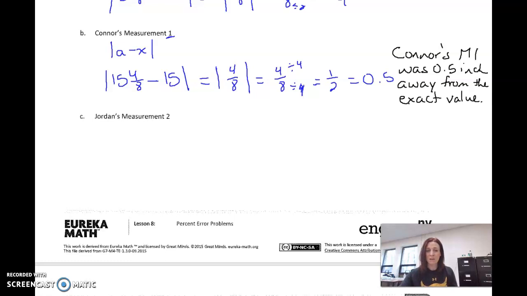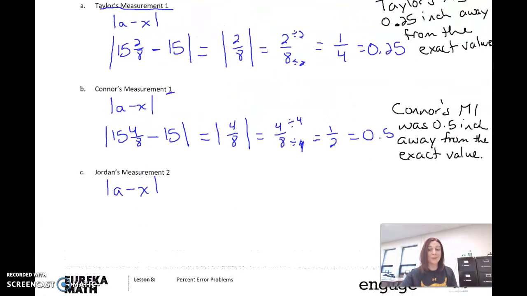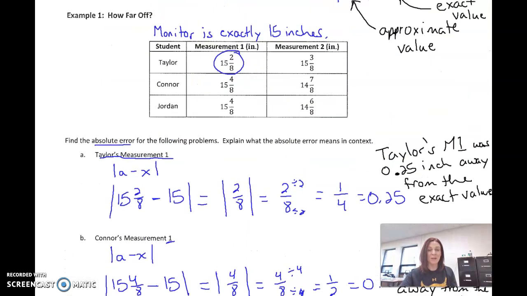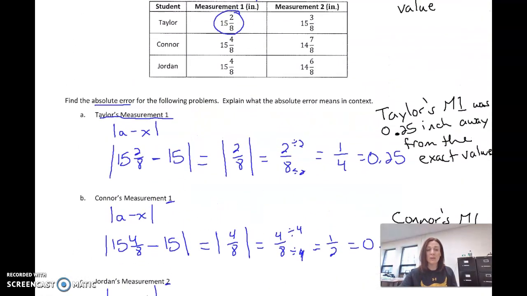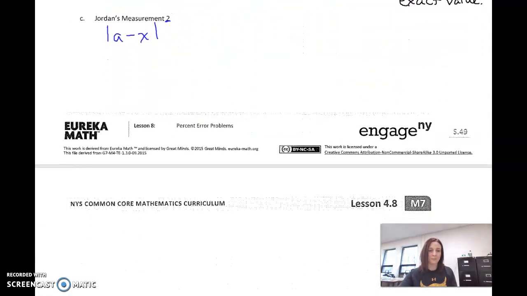Okay? All right, let's just do one more real quick. Again, we're going to do approximate. This is absolute error. We're going to get to absolute percent error in a second. And we're talking now about Jordan's measurement 2. So Jordan's measurement 2 is right here, 14 6/8. And we're going to subtract the exact of 15.